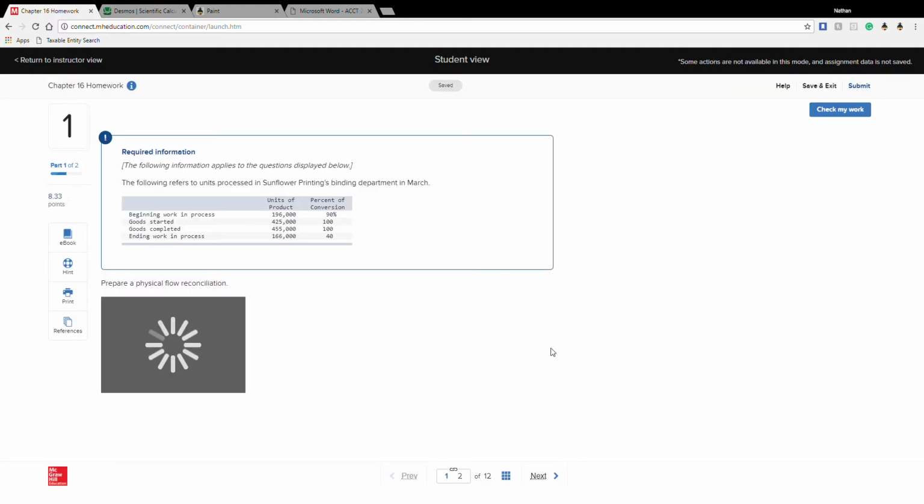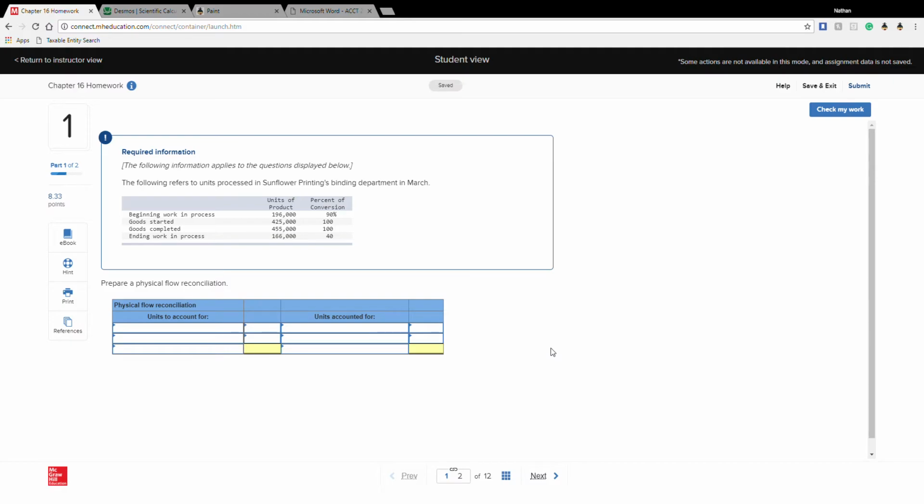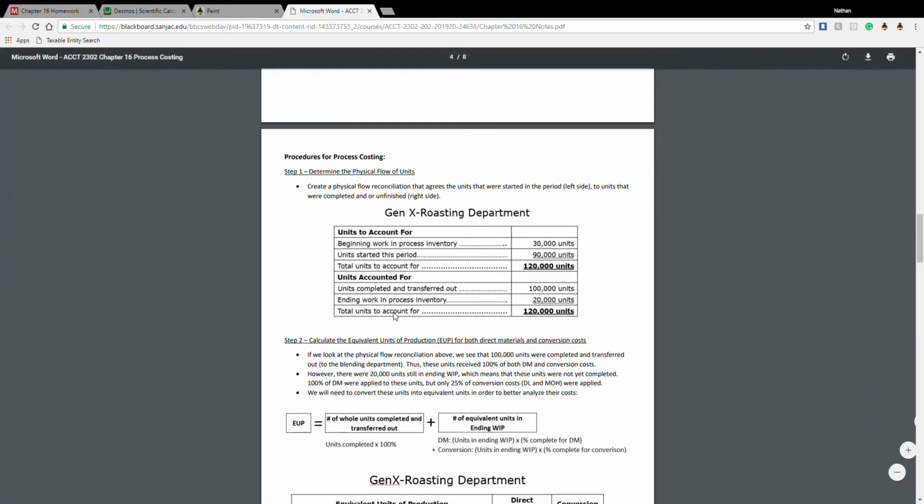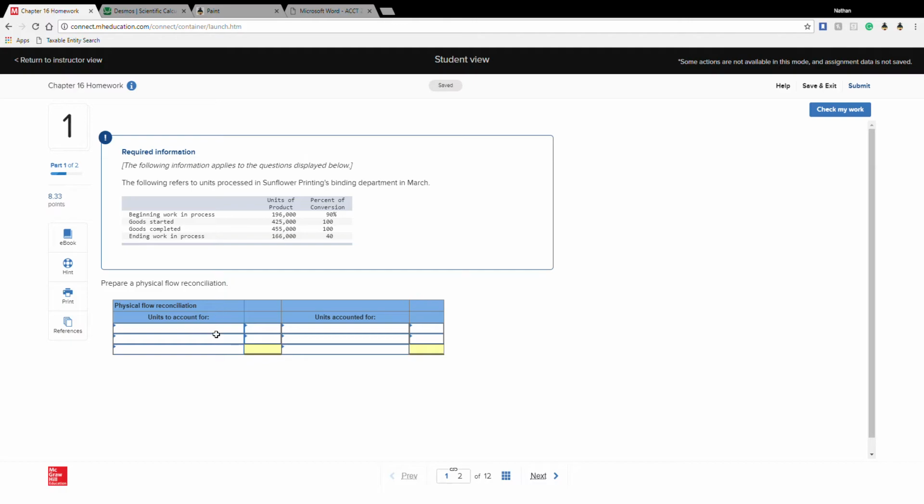Once you start, it brings you straight to question number 1, where this question is giving you 4 items and bringing you the physical flow. So we want to know the physical flow reconciliation. And with this, we have to know accounted and counted. Now, if you have your notes popped right up, you can always go to it. And here's the chart right here that tells you exactly what you need.